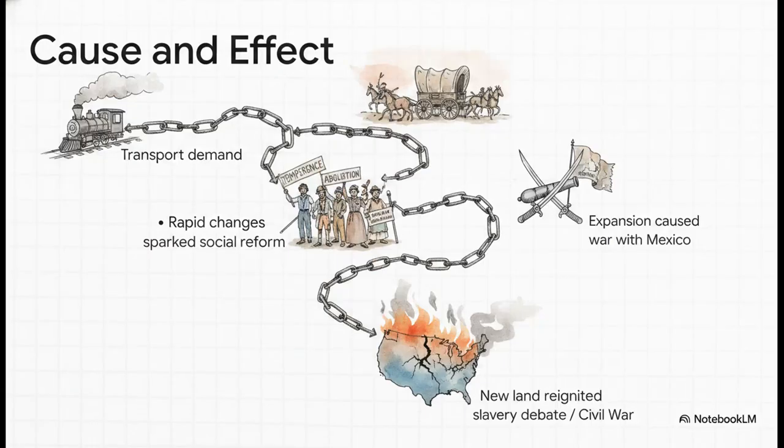So, to quickly recap the massive chain reaction we've traced in this explainer, it all started when the transportation revolution sparked a huge demand for land. That economic demand fueled the ideology of manifest destiny and the horrific reality of indigenous displacement. Meanwhile, all these rapid societal changes sparked antebellum social reform movements, like abolitionism. At the same time, expansionist pressure caused a war with Mexico. And ultimately, that new Western territory reignited the explosive debate over the expansion of slavery, culminating in the American Civil War.